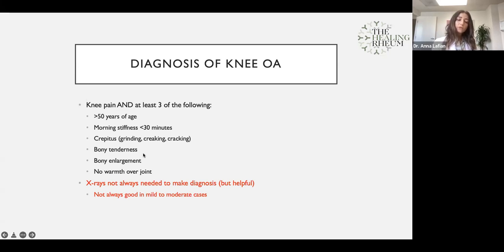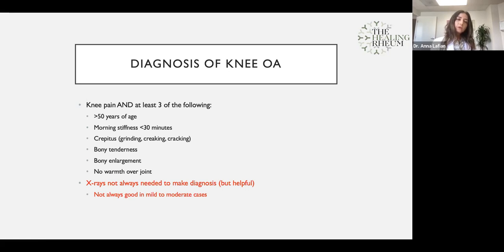Bony tenderness. So if you feel over that joint and it feels very tender, or if there's bony enlargement, you know, over time you notice that you're getting an overgrowth of bone in the area. That's also another hint. And then no warmth over the joint. And why do we say this? Because usually if there's warmth over the joint, then again, we're more concerned about some sort of inflammatory issue, maybe gout or pseudogout or some other arthritis, or even infection, that could be causing it as well.